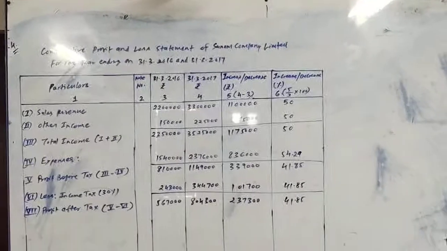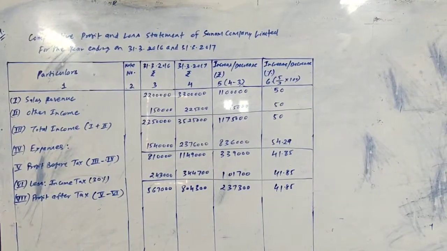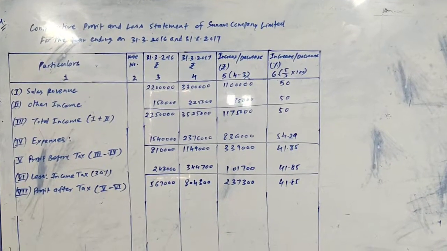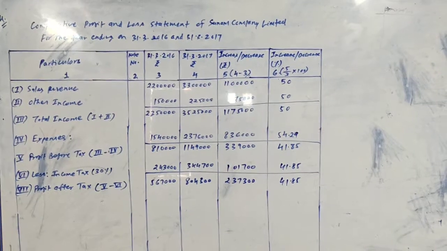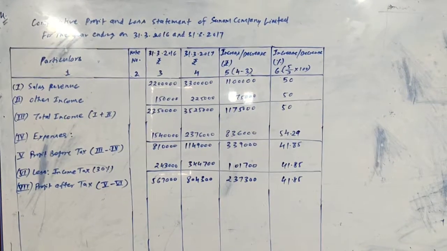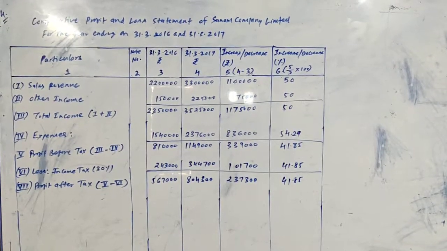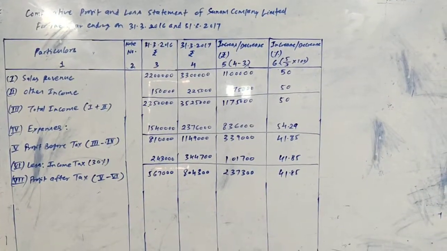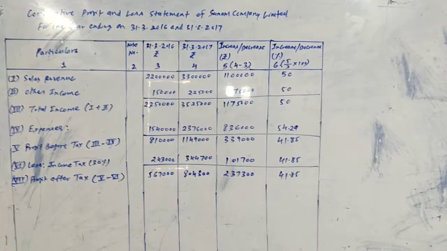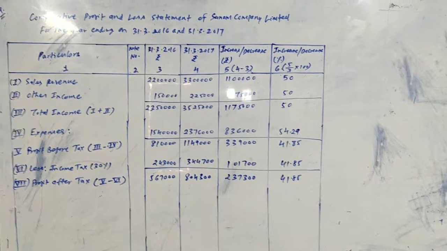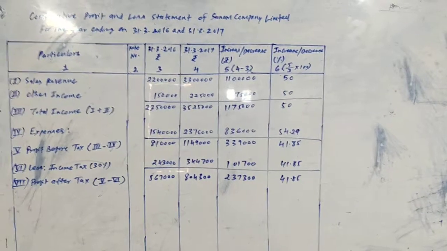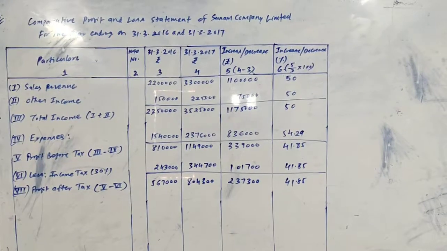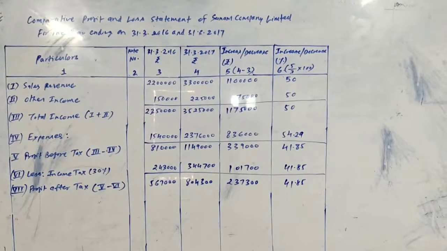And then if we talk about the increase, there's an increase of 11,75,000. How come this 11,75,000? This is the difference between the fourth and third column, that is 35,25,000 minus 23,50,000. Okay, now in percentage, how to calculate? 11,75,000 divided by 23,50,000 into 100. How much? 50%.